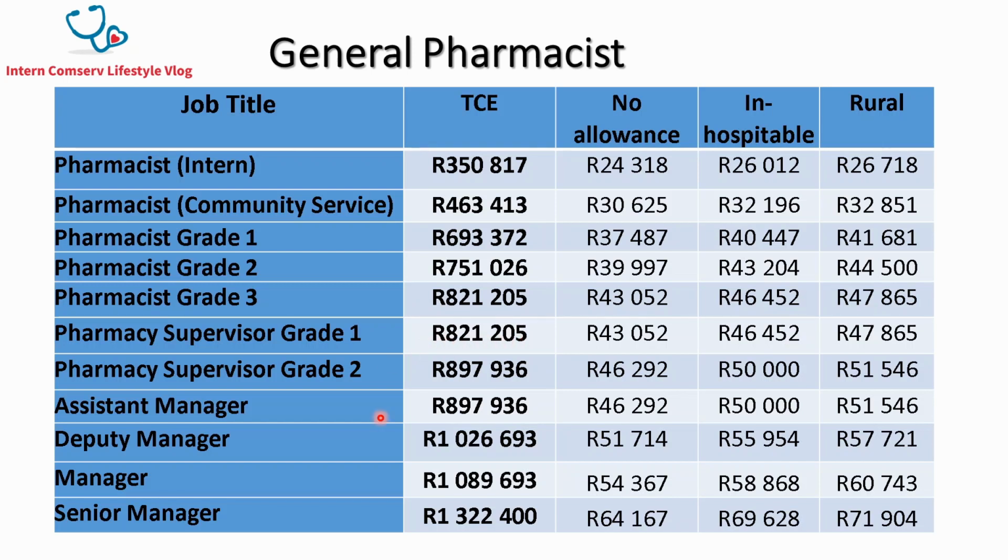As an assistant manager, deputy manager, manager, you require 3 years of experience. Assistant manager is usually seen in district hospitals, deputy manager in regional, manager in the district office, possibly in the central and tertiary hospitals, and then a senior manager at head office. The maximum salary you can earn is 71,904 in a rural area.